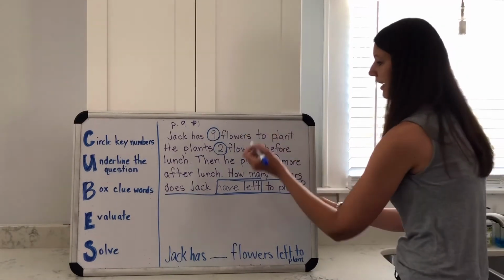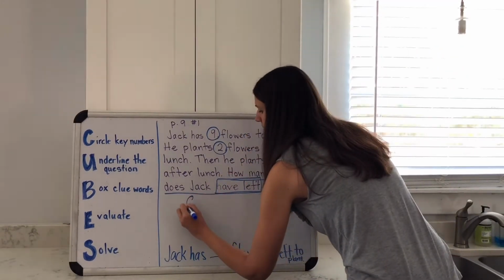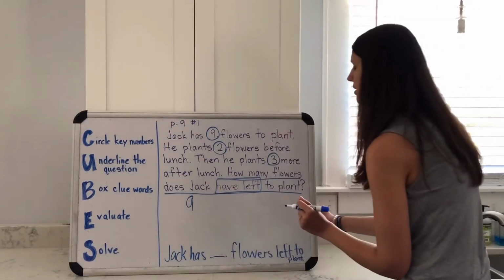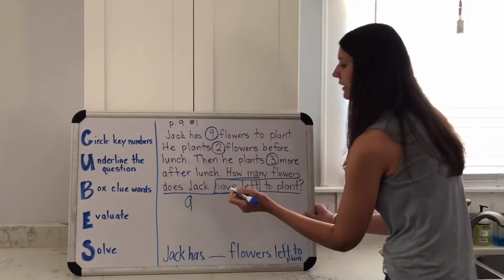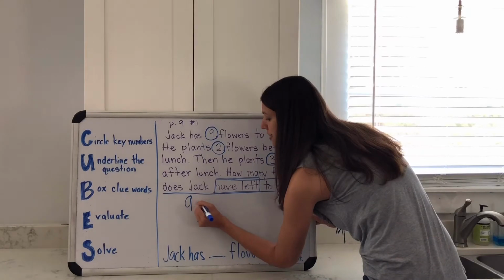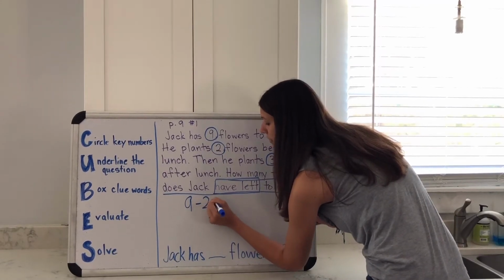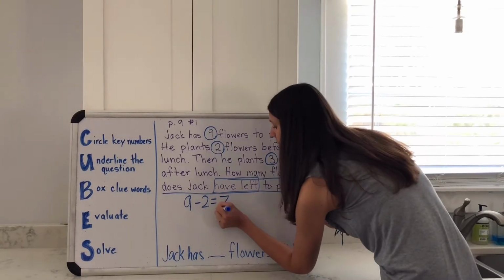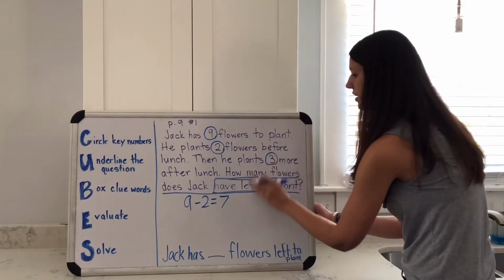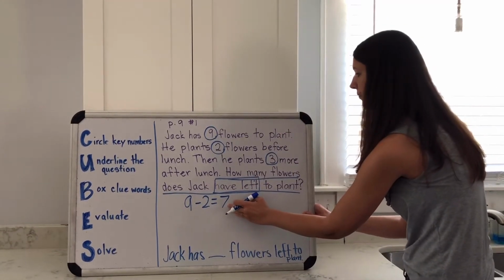So I'm gonna start with 9, and I'm gonna do the first step. He plants 2 flowers before lunch. So he started with 9, and then he planted 2. So I'm gonna subtract those 2 to figure out how many he had left. 9 minus 2 equals 7. So before lunch, he had 7 left to plant.